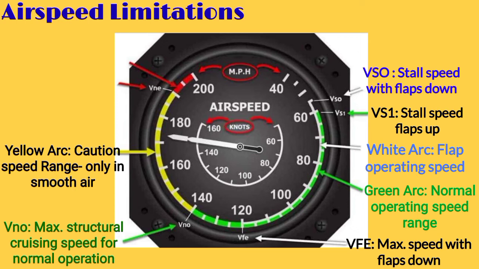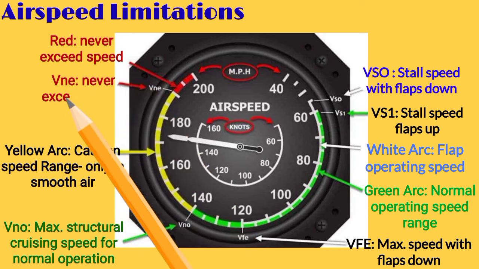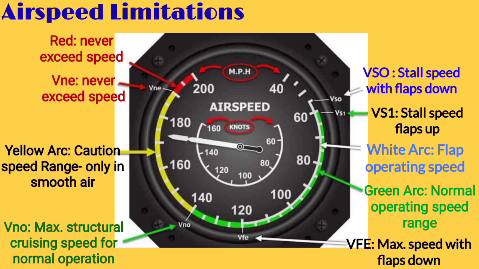The yellow arc represents something called the caution range. Operating at the airspeeds in this range requires caution, and you should only fly at these speeds in smooth air. At the very top of the yellow arc is a red line. We call this red line VNE. V stands for velocity again, N is for never, E is for exceed, which means never exceed speeds above this red line. If you do, you risk the likelihood of structural damage to the aircraft.